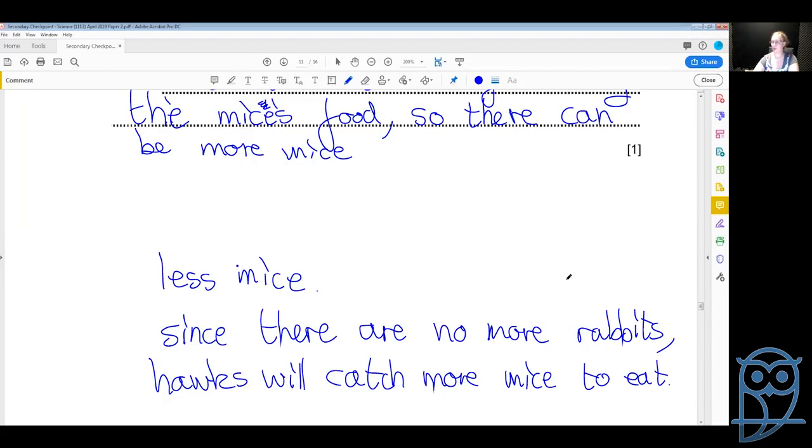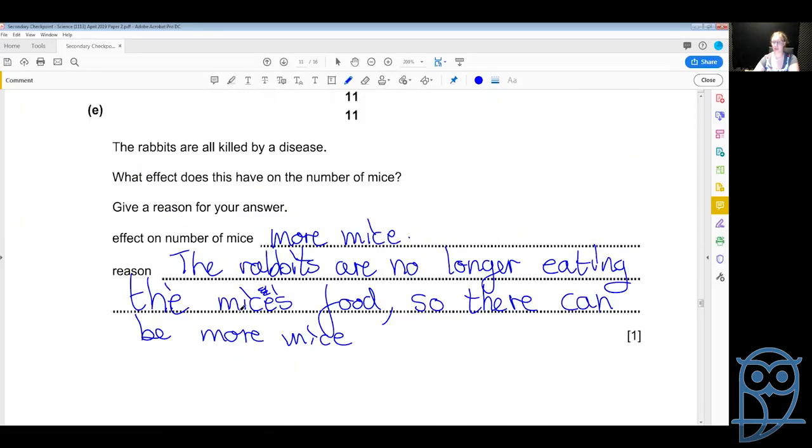You don't need to give both of the reasons. You just need to give one. I'm giving both to show you here that the actual answer, the effect on the number of mice, whether it's more mice or less mice, is less important than the reason you give. As long as the reason you give makes logical sense, you will get your mark.